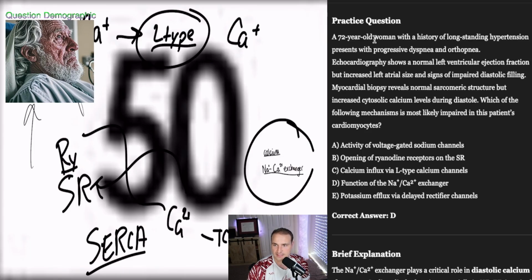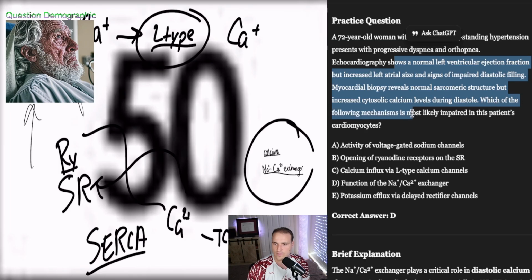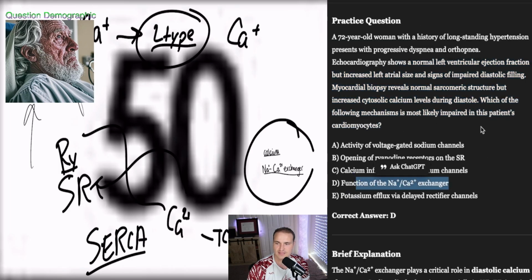But I digress. A 72-year-old woman, in this case, with a history of long-standing hypertension, presents with progressive dyspnea and orthopnea. We have a normal left ventricular ejection fraction, but increased left atrial size and signs of impaired diastolic filling. Myocardial biopsy reveals normal sarcomeric structure, but increased systolic calcium levels during diastole. Which of the following mechanisms is most likely impaired in this patient's cardiomyocytes? The answer is the function of the sodium-calcium exchanger.